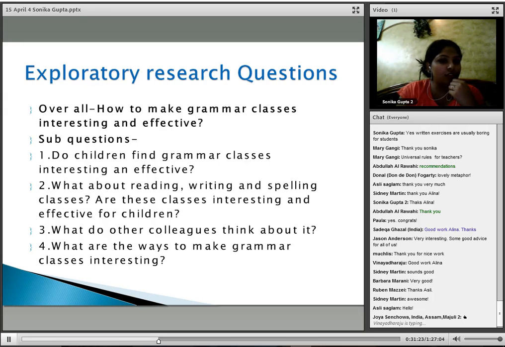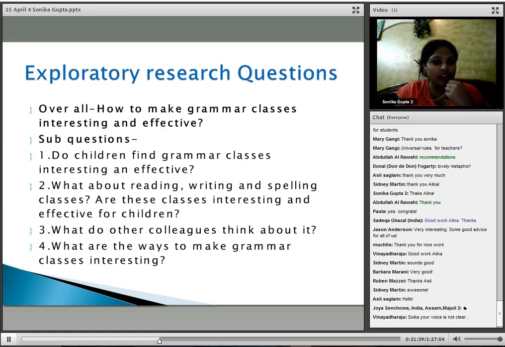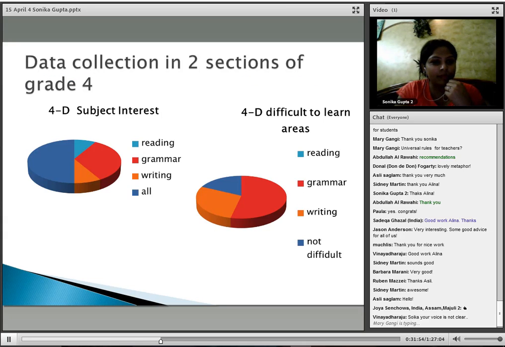For this overall question, the sub-questions were: do children find grammar classes interesting and effective? What about reading, writing, and spelling classes? Are these classes also interesting and effective for children? What do my colleagues think about this? And what are the ways to make grammar classes interesting? These were the basic questions with which I started this research. I was just thinking aloud about what I can do in the classroom and how we can make it more effective for children. Next slide, please.